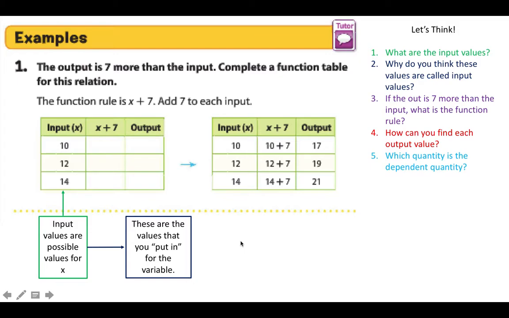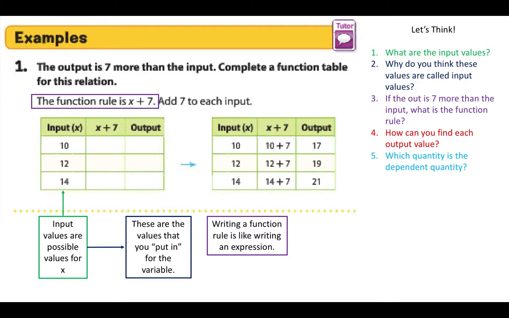So if the output is 7 more than the input, what is the function rule? Well, the function rule is x plus 7. 7 more than the input. And if x is the input, we're going to add 7 to it for that "more than." Writing a function rule is like writing an expression. "More than" is from when we practiced writing expressions.